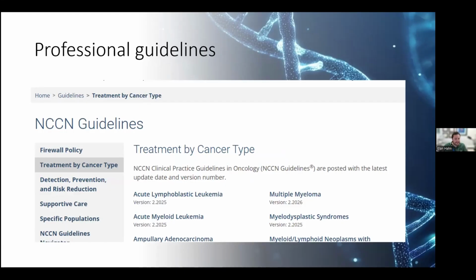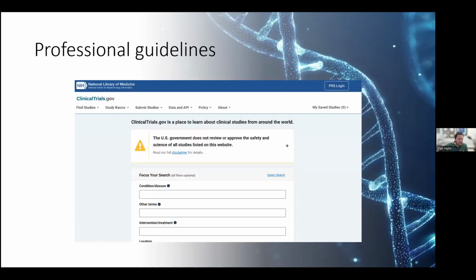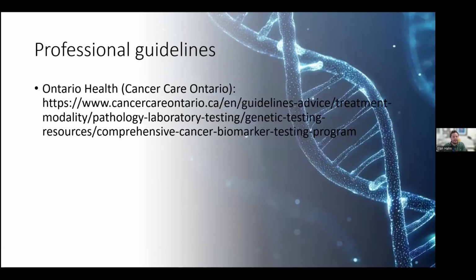And with this, you can just get a membership for free, and you're able to look through all of these guidelines for each cancer type. The WHO Blue Book, which we're all familiar with, clinicaltrials.gov, which would be a repository of clinical trials that exist, and more locally would be Ontario Health or Cancer Care Ontario guidelines for biomarker testing.